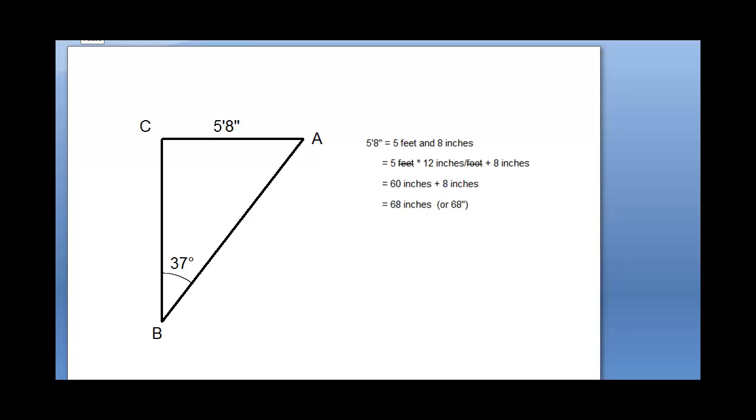So this one said find all the unknown sides and unknown angles. So we're going to do it a little bit at a time, and let's label everything first. That's the most important thing for any of these questions, is to carefully label your diagram. So there's the right angle.